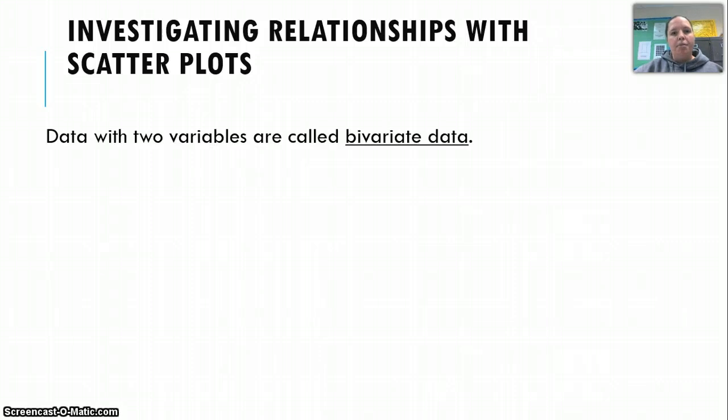When we're talking about scatter plots, we're going to be using a particular kind of data that we call bivariate data. Data with two variables, two different amounts that we're collecting information on, would be considered bivariate. Think about the prefix bi, meaning two, and variate, relating to variables, so two variables.